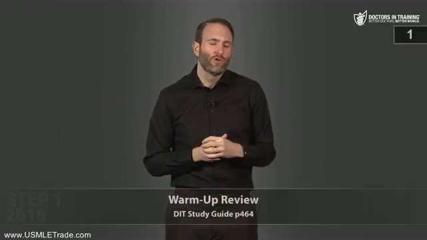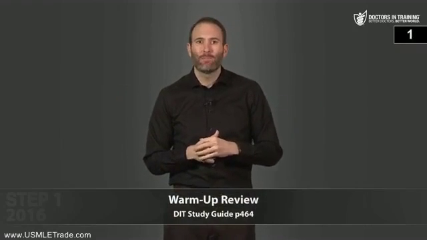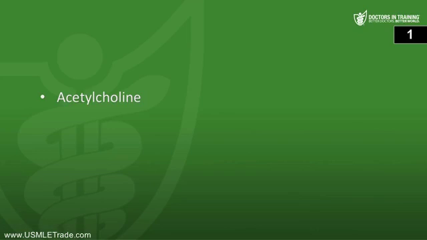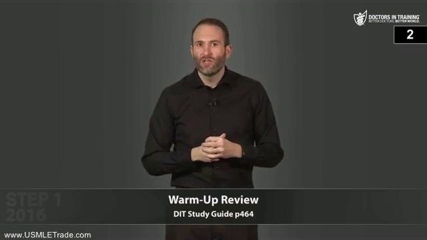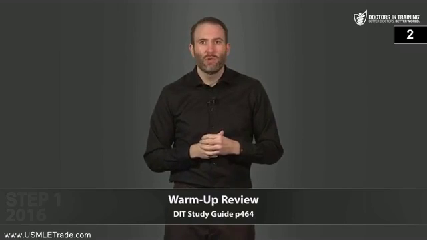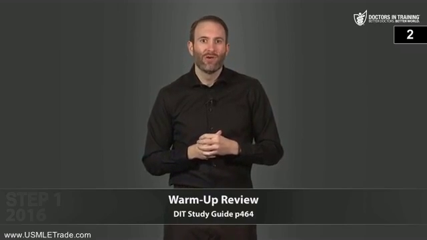Let's get going. First question here, which hormones stimulate pancreatic secretions? First we have acetylcholine, that's going to be via the vagus nerve. We have cholecystokinin, and then we have secretin, and that's going to stimulate the pancreatic duct cells to generate a lot of bicarb secretions.